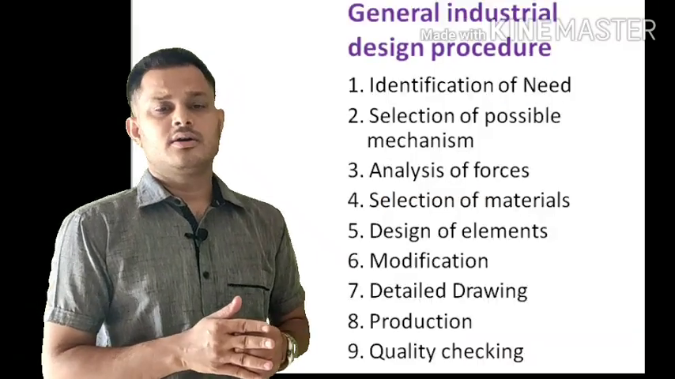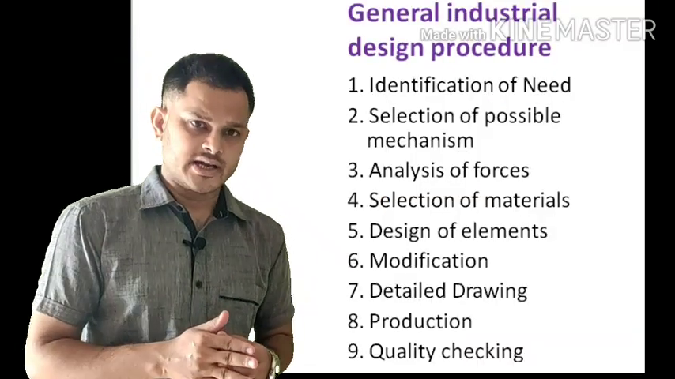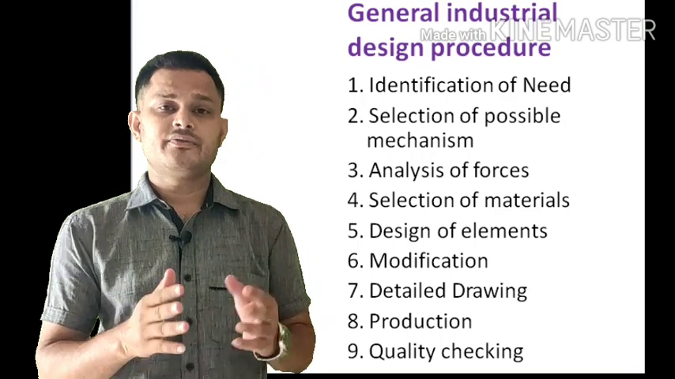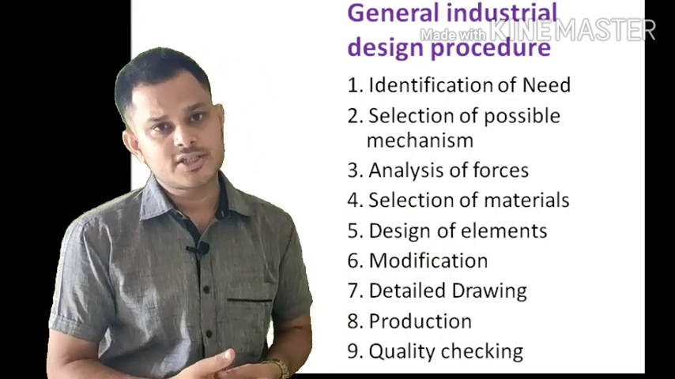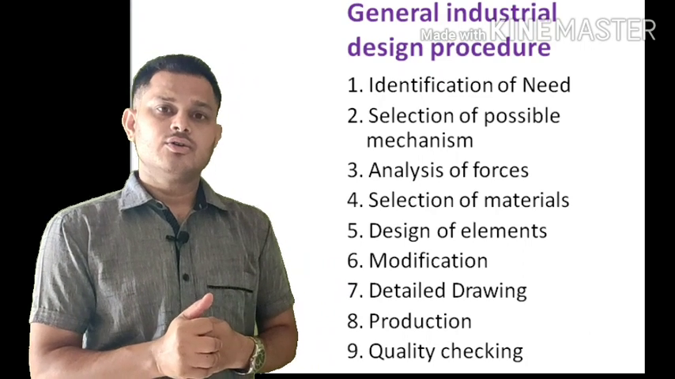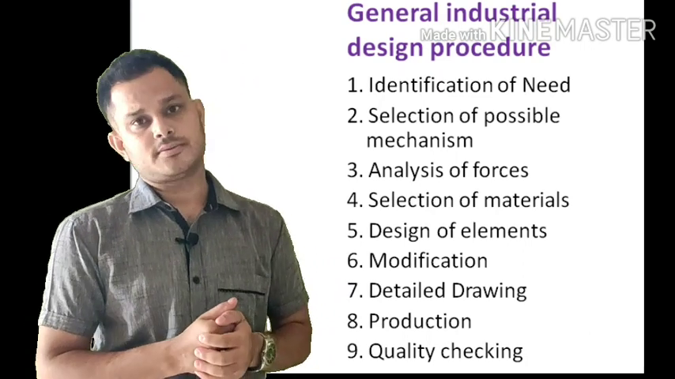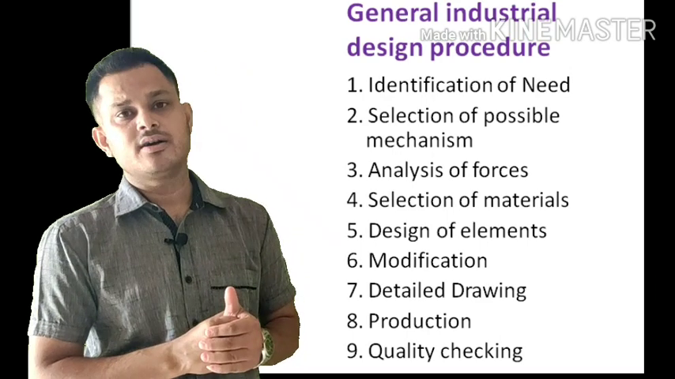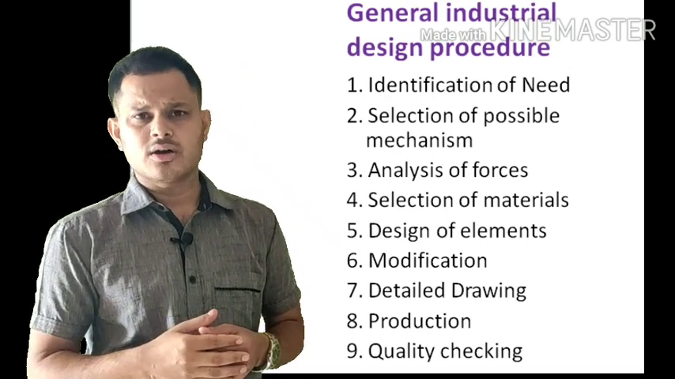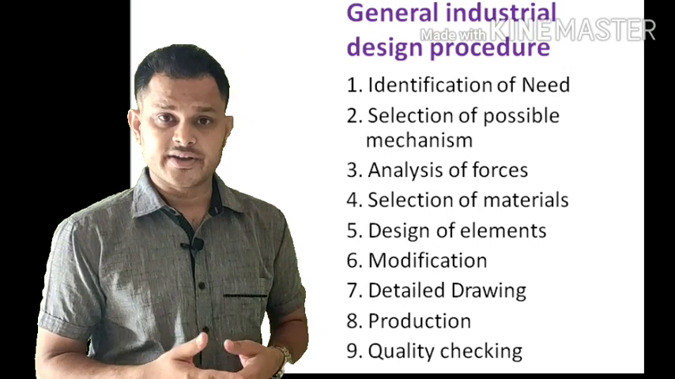Now we have the next topic, general industrial design procedures. Now we have different procedures, step by step, which we follow in the industry for designing any product. The first is identification of the need, also called problem identification.